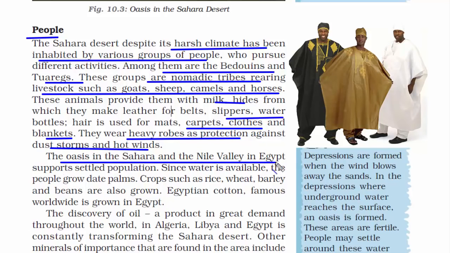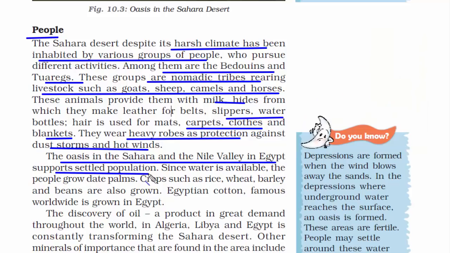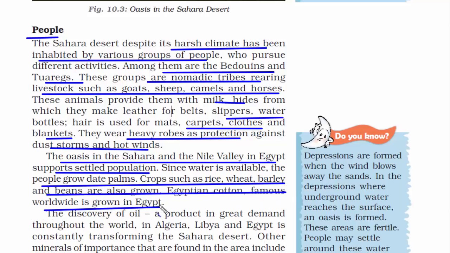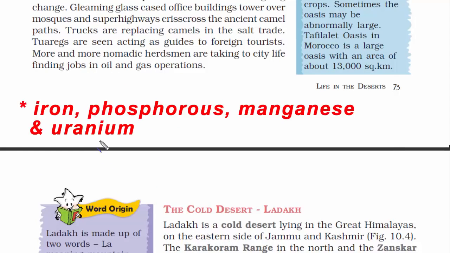You will find the population being settled near oases, which have some humidity, water and shelter, and these oases are mostly found near the River Nile. People grow date palms, and in terms of crops they grow rice, wheat, barley and beans. Egyptian cotton is famous throughout the world. Algeria, Libya and Egypt have discovered oil which is of great economic value, and due to this, the Sahara Desert is being recognized in the world. Other minerals of importance that are also found are iron, phosphorus, manganese and uranium.